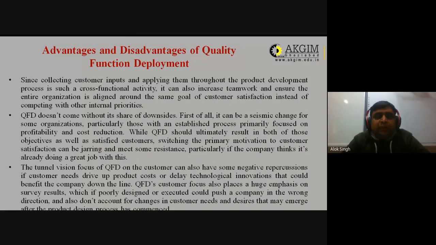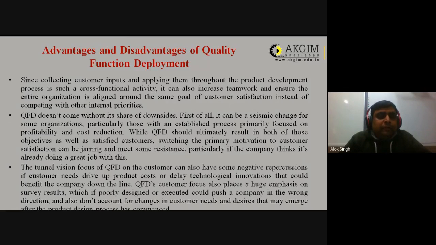Since collecting consumers' input and applying it throughout the product development process is a cross-functional activity, it can also increase teamwork and ensure the entire organization is aligned around the same goal of customer satisfaction instead of competing with other internal priorities. Generally we work in functional areas in our organization, so we are only working towards improving functional output. But with quality function deployment, the activity would be cross-functional. Cross-functional means you will look at the entire perspective, towards benefiting the entire organization. That is the broadened perspective of quality function deployment.